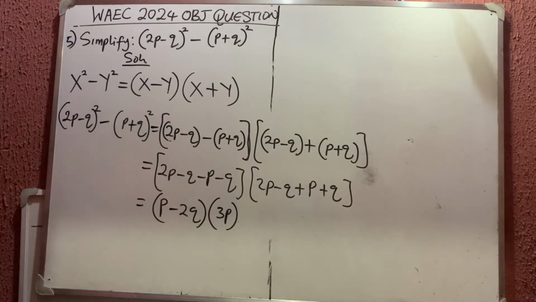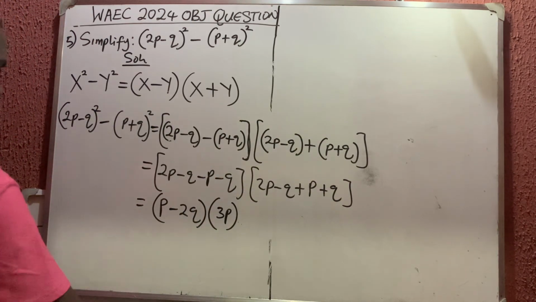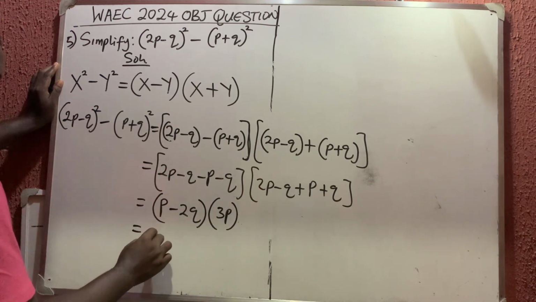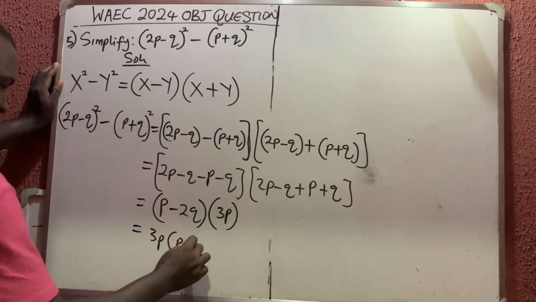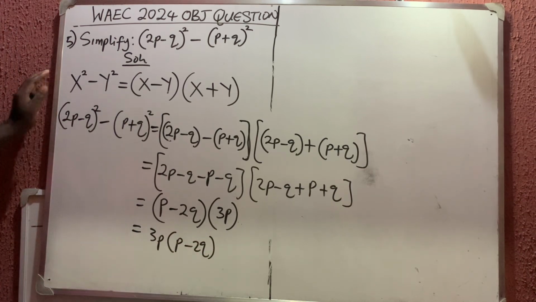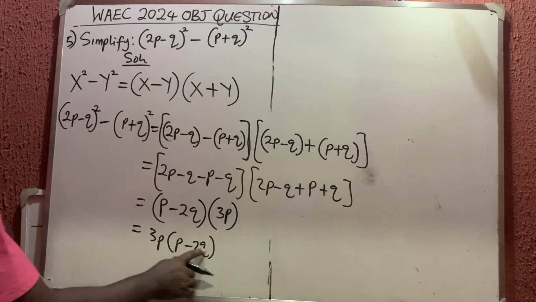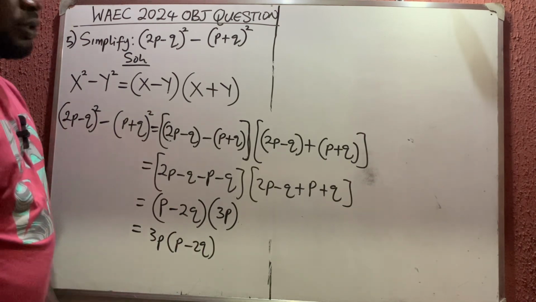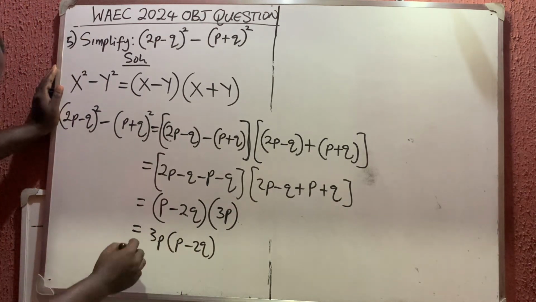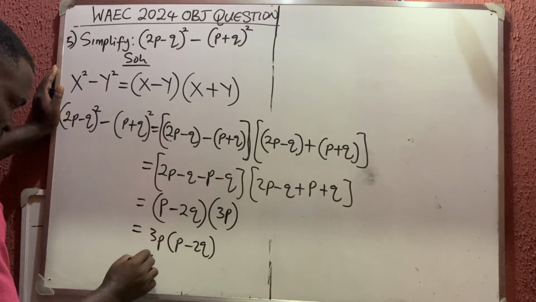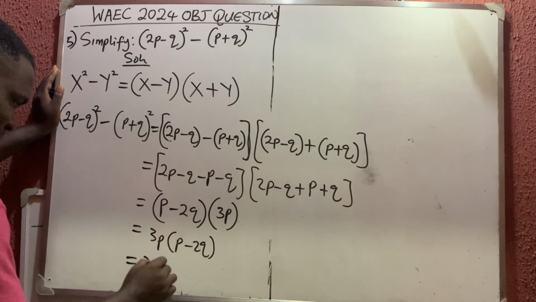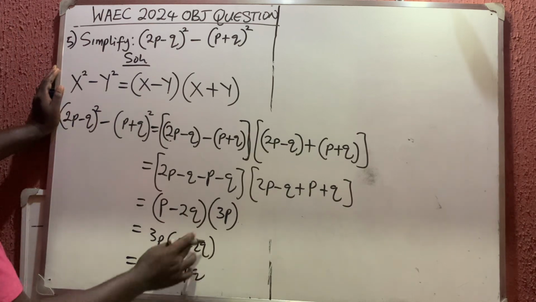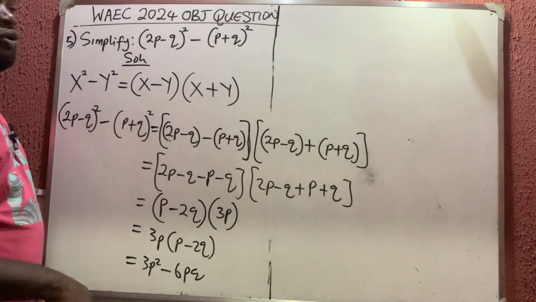So finally I'm left with, and you can decide to open this bracket depending on what your option is, but the answer is simply 3p in bracket of p minus 2q. If this is in the options, that is the answer, but if not, we can multiply everywhere to get another answer as well. Definitely we are going to have 3p squared minus 6pq. So any of them should be the answer depending on what you are seeing in the options.